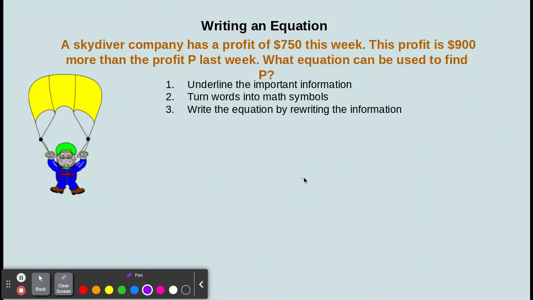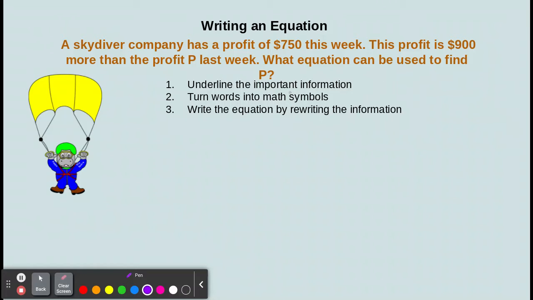a final equation. So a skydiver company has a profit of $750 this week. This profit is $900 more than the profit P last week. So last week's profit is unknown and we're calling it P. Okay, so what equation can be used to find P?